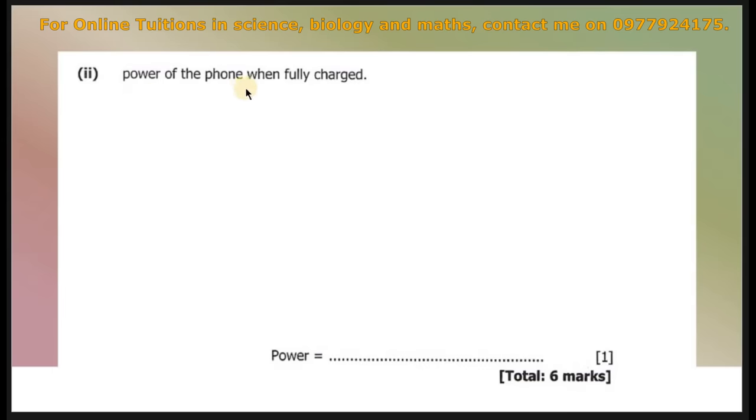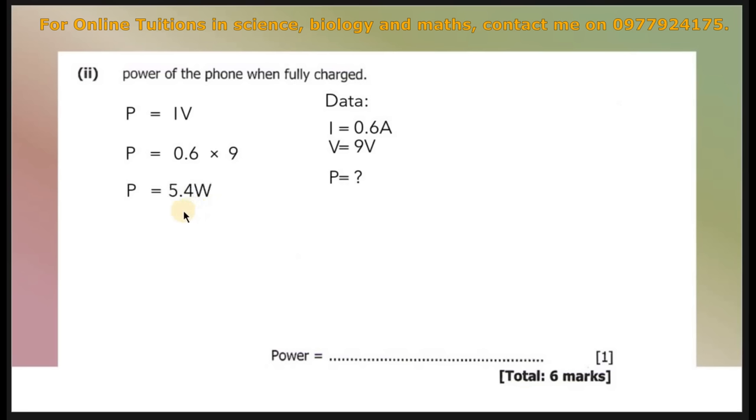power of the phone when fully charged. Power in electricity is equal to voltage times current. It has many formulas as well, so depending on what information you are given. Data: current, we know 0.6 amps. Voltage, we know that when fully charged, the voltage is 9 volt, which we found. Then the power is unknown, so we substitute. Power is current 0.6 times voltage 9. When we multiply these, we get 5.4 watts as the power here.